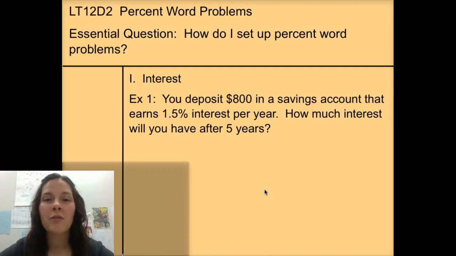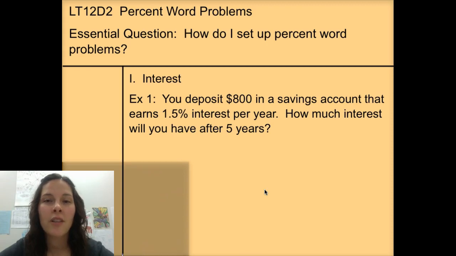The last objective for this unit is to learn how to solve percent word problems. There are lots of different situations in your life where you'll see percents. You'll see them in stores where they have sale signs. You'll see it at the bank where you earn interest on your money. And you need to know how to evaluate that percent in the context of the situation.